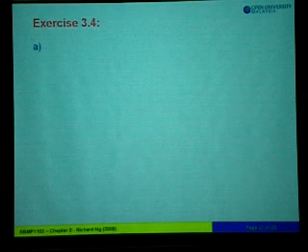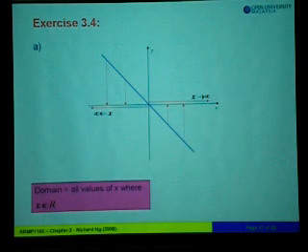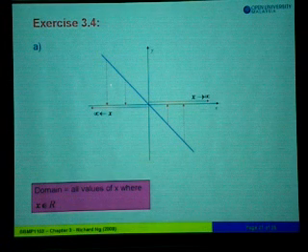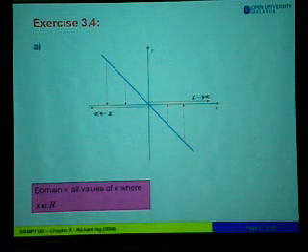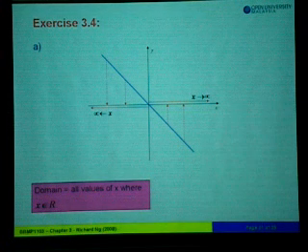Okay, let's look at exercise 3.4 now. For question A, we are given this straight line. We are asked to find the domain and range for this line.